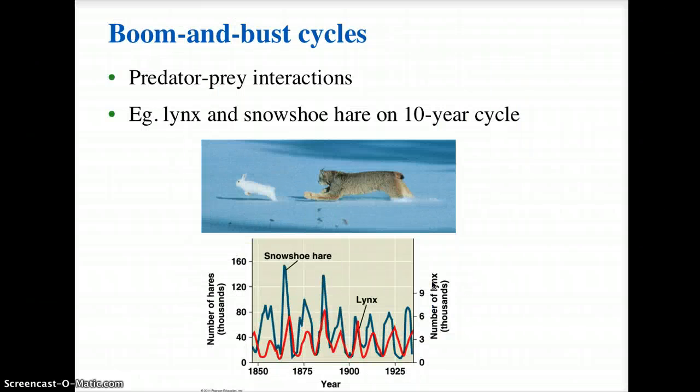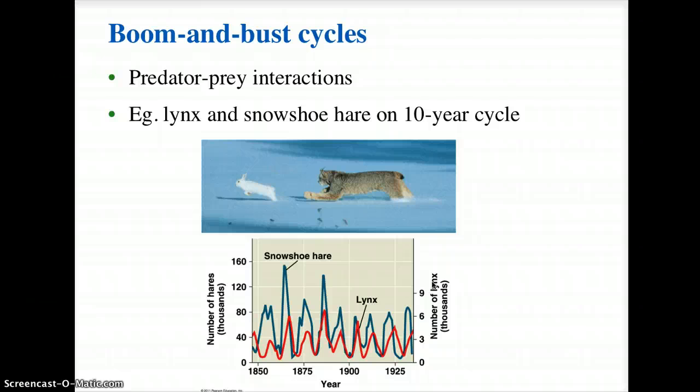So here we have the classic boom-bust cycle we see in a particular predator-prey interaction. The lynx are predators that specialize in preying on snowshoe hares. You're probably looking at the graph and wondering, why do the hares' populations rise and fall in approximately 10-year cycles? There's basically three hypotheses that have been proposed.